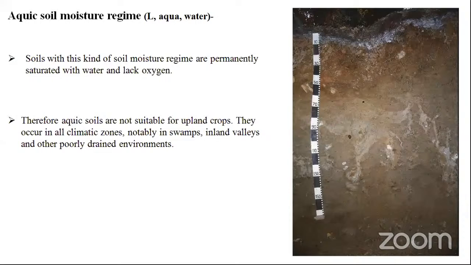Aquic: in the Latin word, aqua means water. So in this you can see the soil is permanently saturated with water. Aquic is completely saturated, students. There is no oxygen because it is a completely saturated condition. Therefore, Aquic conditions are not suitable for upland crops. Upland crops cannot grow in soils where there is complete moisture.